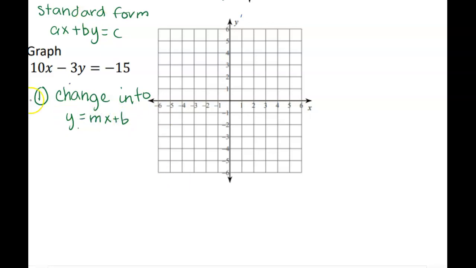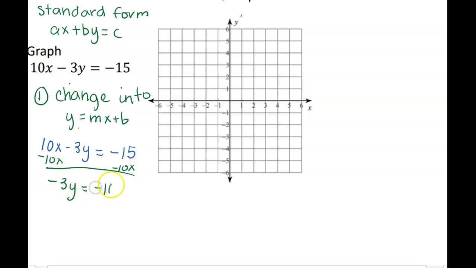Okay, so if I go through the motions of doing that, I start with 10x minus 3y equals -15. Okay, and I want to basically set it equal to y. So I'm going to subtract 10x, subtract 10x. So I get -3y equals -10x minus 15. Okay, and then to get y by itself, I'm going to divide by -3, divide by -3, so I get y equals -10x minus 15 over -3.